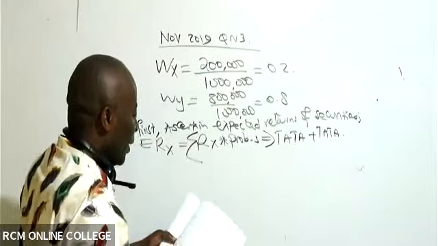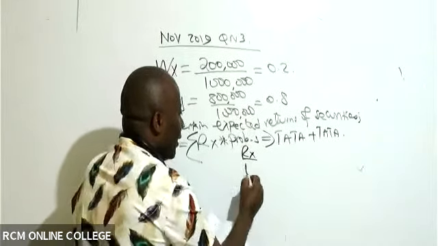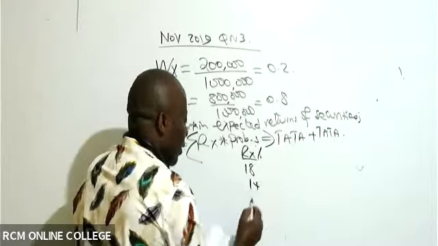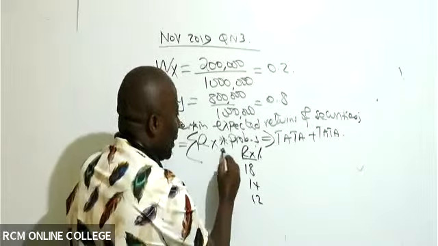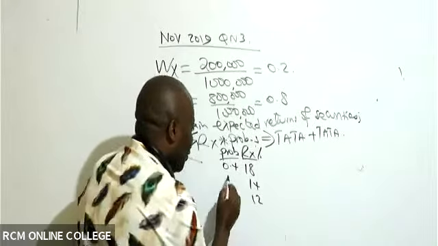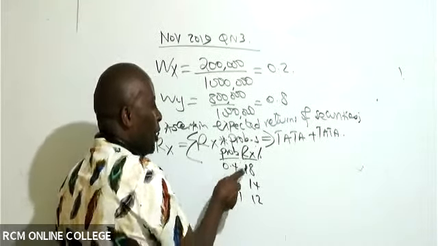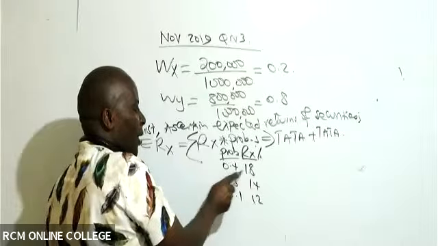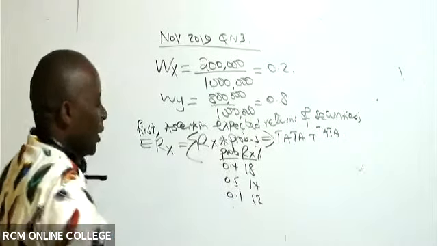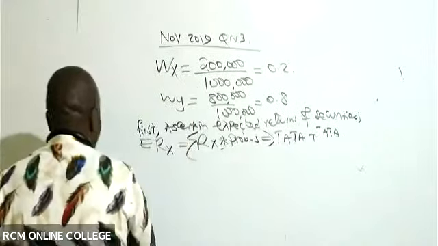If you look at it, ladies and gentlemen, they have given us actual returns of X. I would rather take this as a percentage. They have given me returns of X: 18, 14, then 12. And I can see the probabilities given: 0.4, 0.5, 0.1. So theta is the actual return times its corresponding probability. Theta plus theta plus theta, and then you're able to get the expected returns of X.